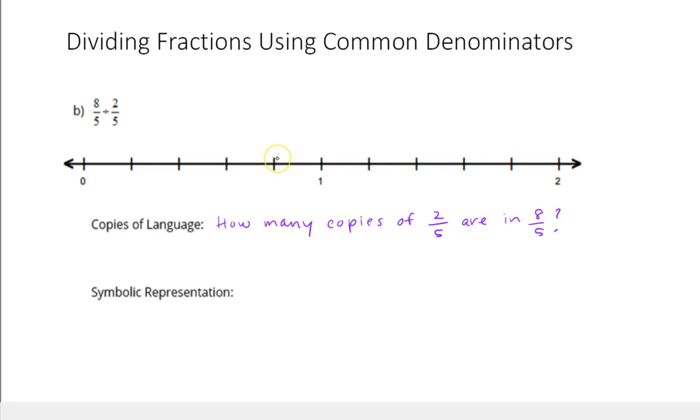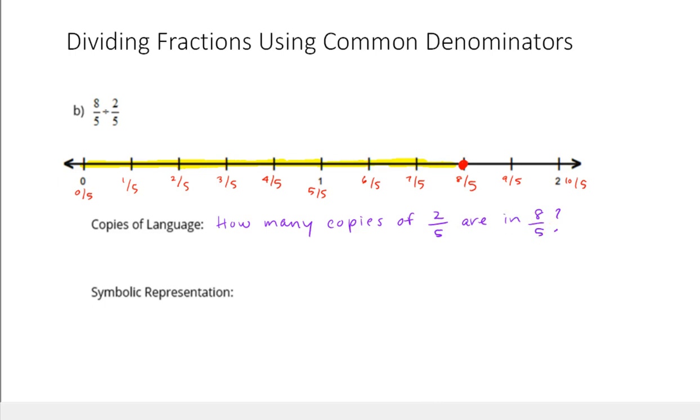So let's start by labeling these. Now I've labeled this number line from 0 to 2. Instead of labeling by whole numbers, I labeled by fifths. So we have 0/5, 1/5, 2/5, 3/5, etc. And our dividend is 8/5, so I plotted that point. Now let's highlight this segment from 0 to 8/5, and we want to find how many 2/5 are in 8/5.